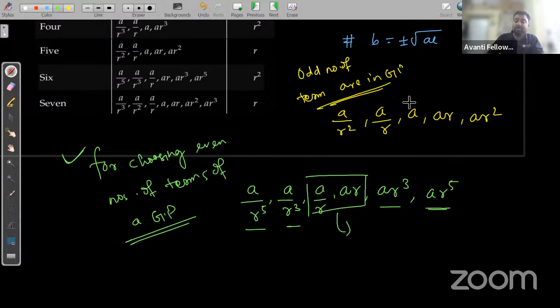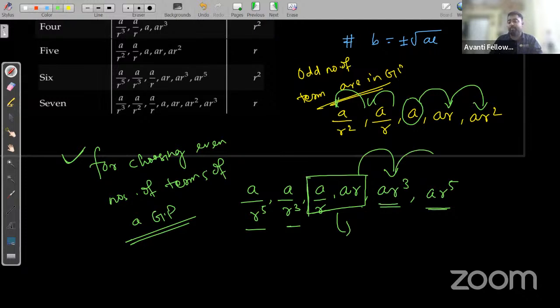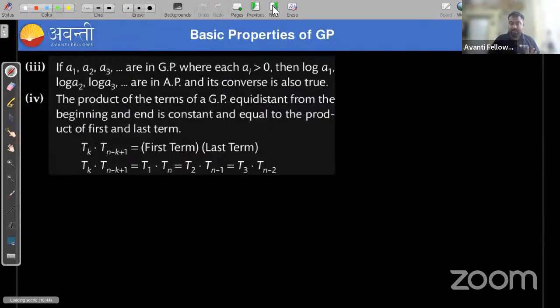For odd numbers, you need to start with A with the common ratio R, then you will get the other terms. But when you require to choose an even number, start with A by R, AR, then by taking the common ratio as R square, you will get AR cube, AR to the 5, then A by R cube, then A by R to the power 5. I hope this is clear to all of you. These are the basic properties of GP.